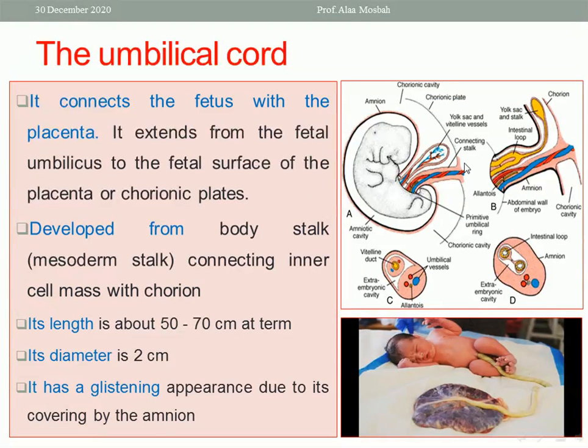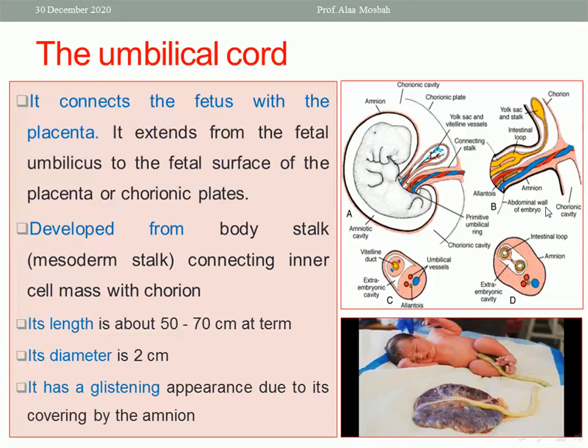Let us go to the umbilical cord, which is a tubular structure, as you see in the picture, connecting the fetus at the site of the umbilicus to the chorion or the placenta. It develops from the mesodermal stalk, as you see in the picture, connecting the inner cell mass with the chorion. This is the chorion, this is the chorionic plate, and this is the inner cell mass.